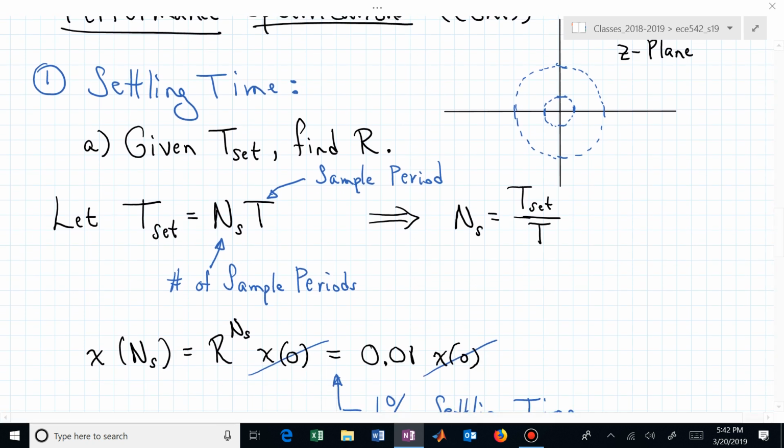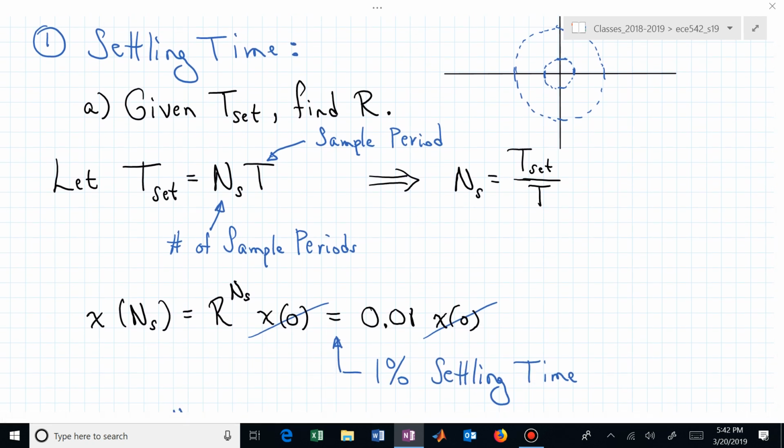Once we're given this settling time, now we can describe that either in terms of the absolute time, which is t-settle or t-set, or we could specify it in terms of the number of sample periods. How many sample periods is it going to take before we've gone 1% of our starting value? And that's what I'm showing here.